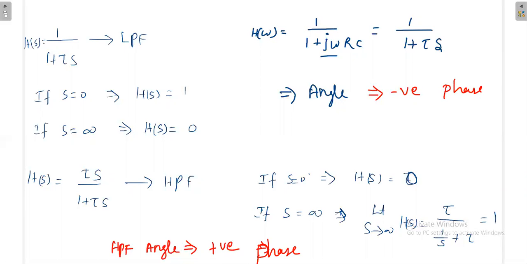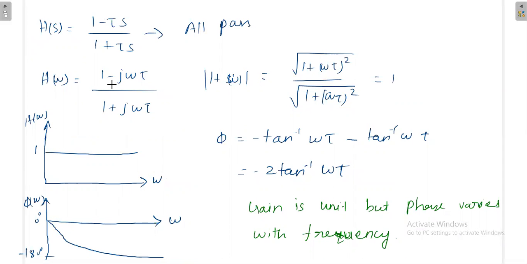Next, what is the other filter nature? Say all pass filter. Suppose H(s) is equal to (1 minus tau s) divided by (1 plus tau s). This will denote the all pass filter nature. Again we can replace s with j omega, then (1 minus j omega tau) divided by (1 plus j omega tau). Then you take the magnitude, mod H(omega): square root of 1 plus omega tau squared divided by square root of 1 plus omega tau squared, which is equal to 1.